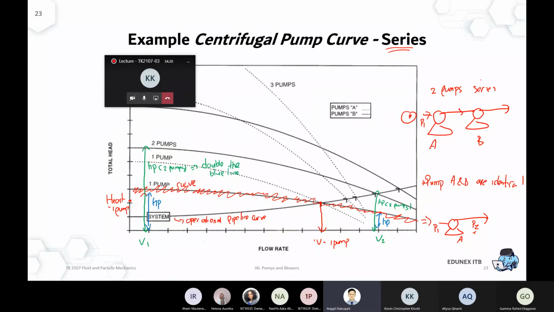So if your head generated by one pump is, let's say, 10 meters, that would result in 20 meters when you put two pumps together. If that's 4 meters, that will give you 8 meters for two pumps. Okay, understood?